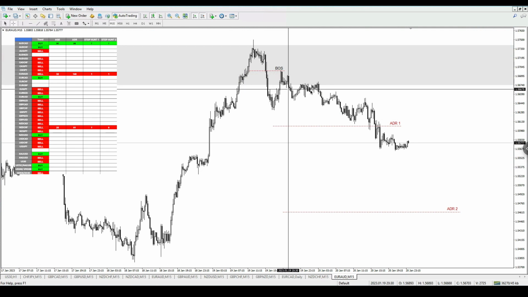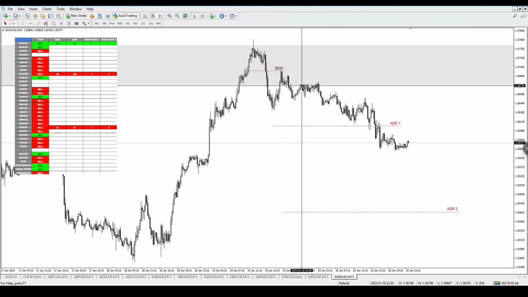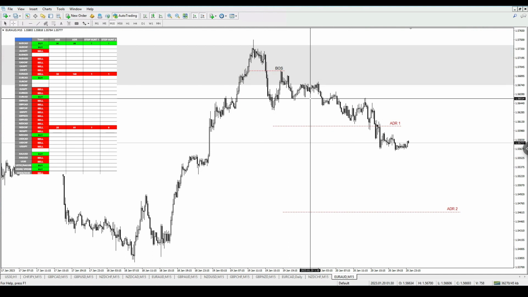So this is exactly what we did catch in the market, and a lot of my traders made profit off of that. I will show you the Telegram group after all of this.